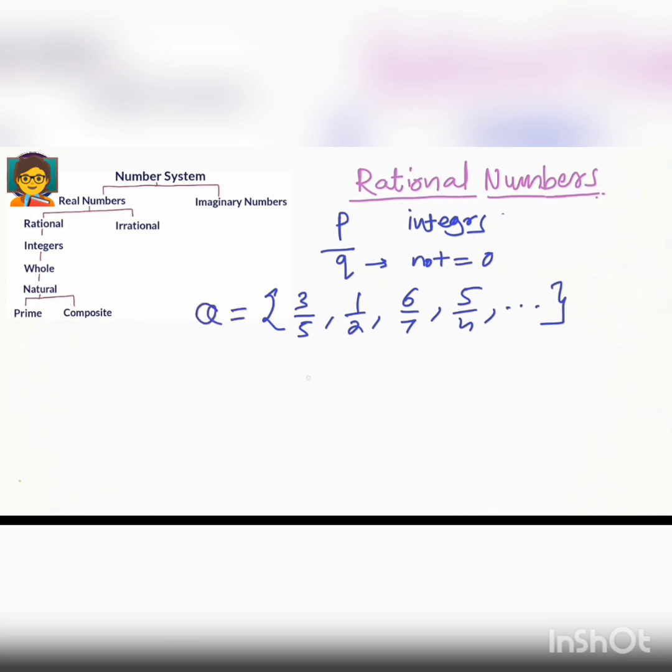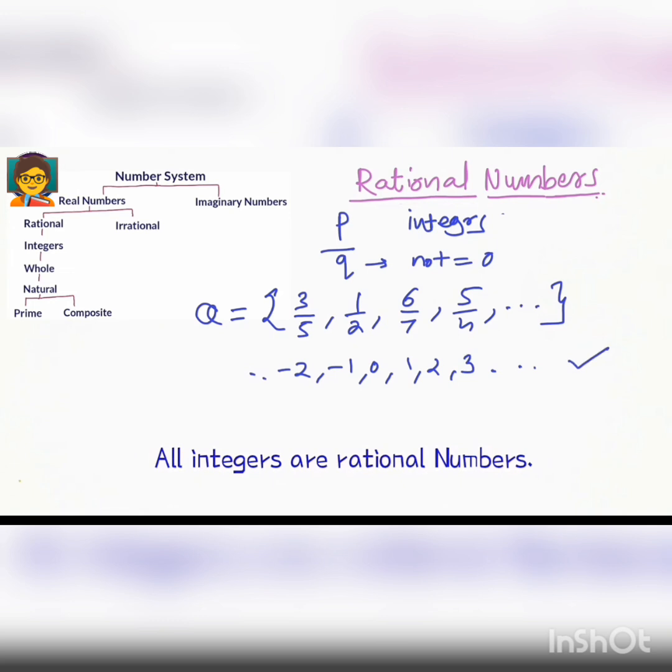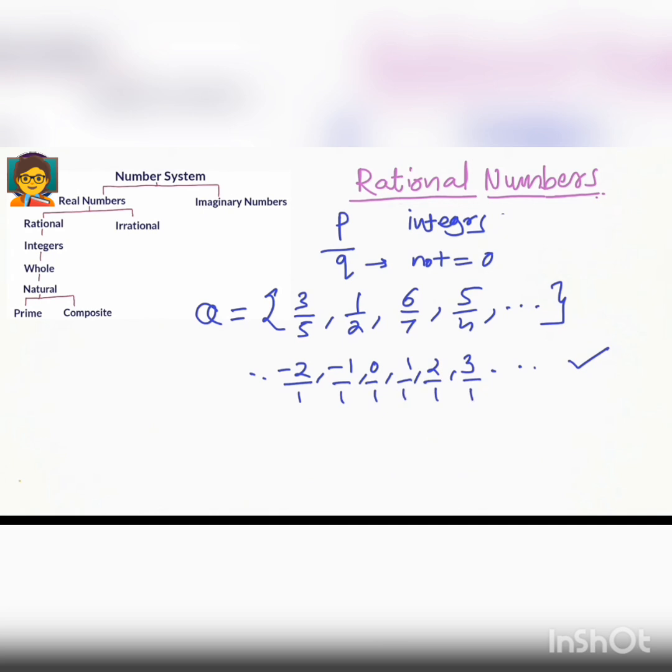Now you might ask me whether all the integers, that is -2, -1, 0, 1, 2, 3, are rational numbers. The answer to this question is yes, all these numbers are rational numbers. The reason is each number can be represented like this, -2 by 1, -1 by 1. Any number divided by 1, you will get the same number. Hence all these numbers are rational numbers.